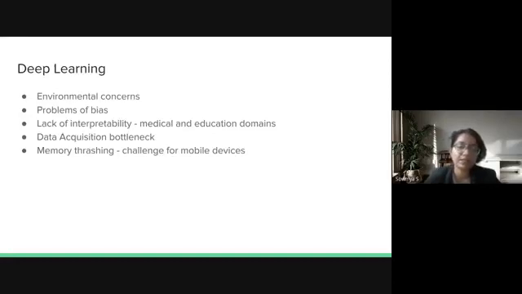The fourth one is the data acquisition bottleneck, where this only works with large sets of data, and that is going to be hard, and it does not model our way of looking at things. So there's a gap there. The last one we'll be seeing is memory thrashing. You might have seen thrashing in the operating systems course. It's basically the same thing, where the deep learning model has to keep the entire thing in main memory to compute the distances, and that's a challenge for mobile devices.